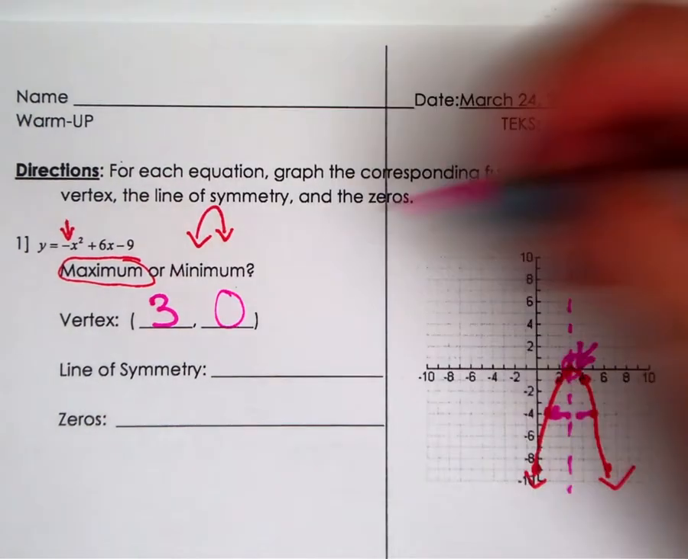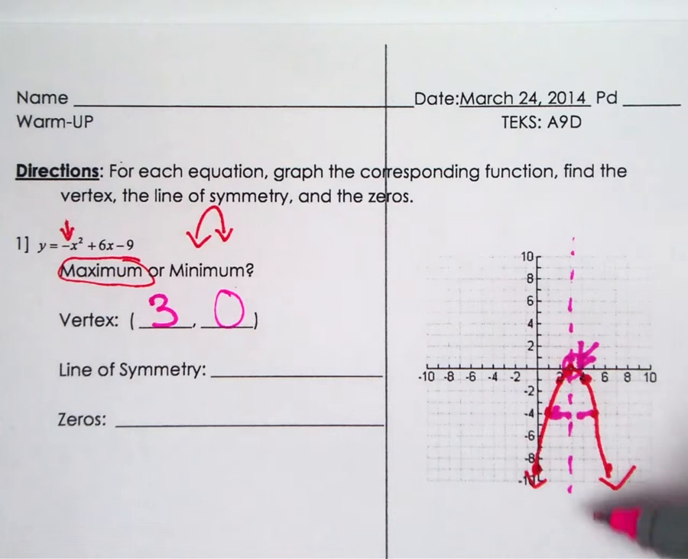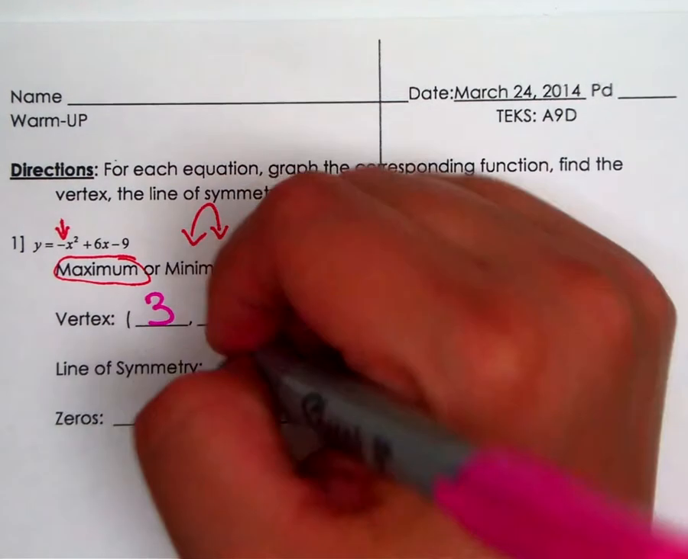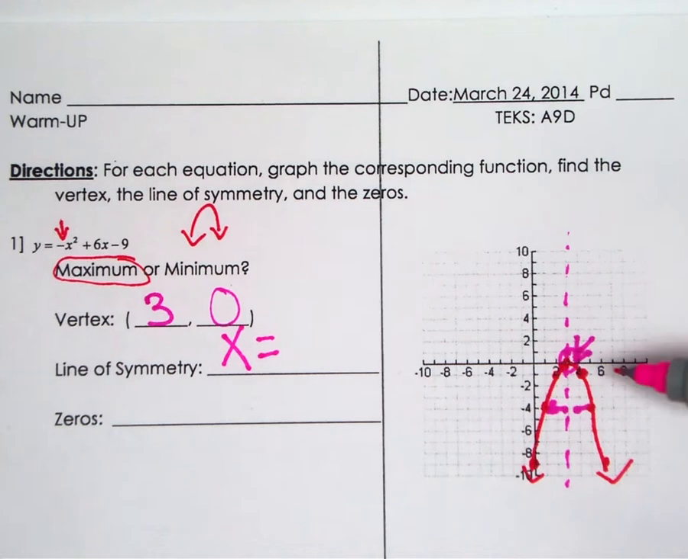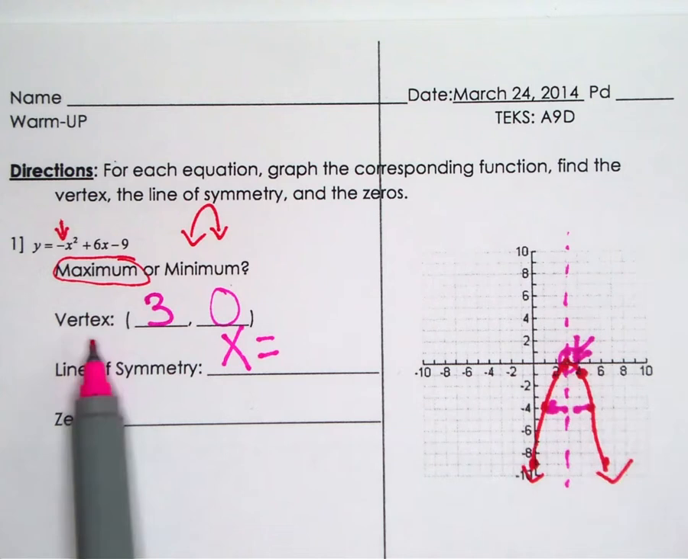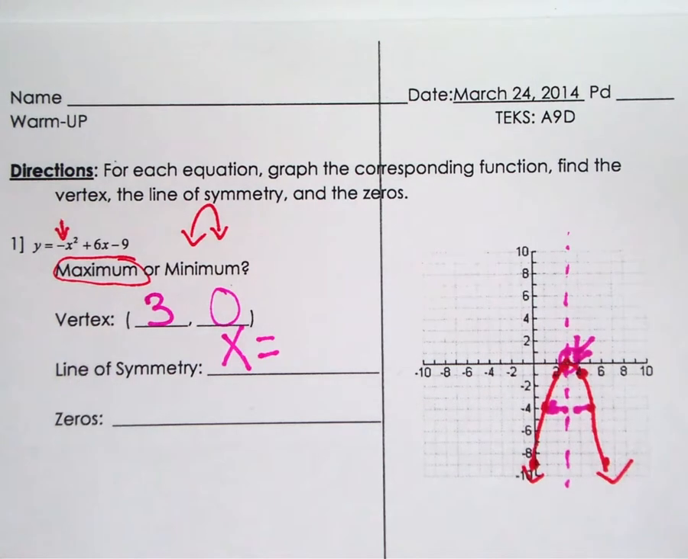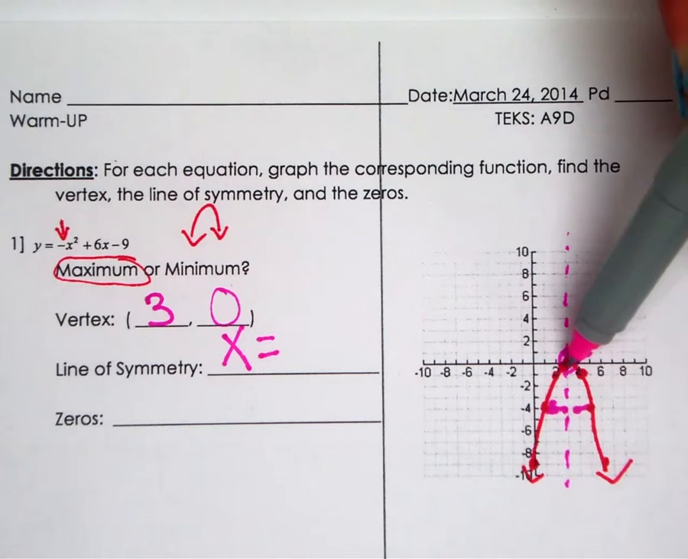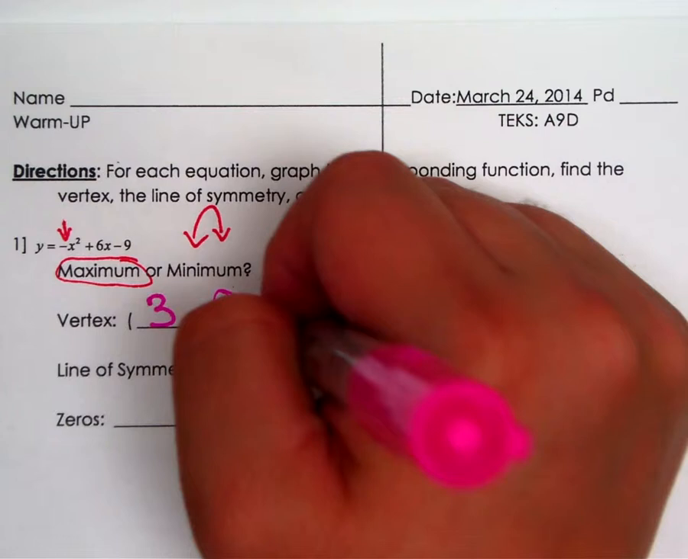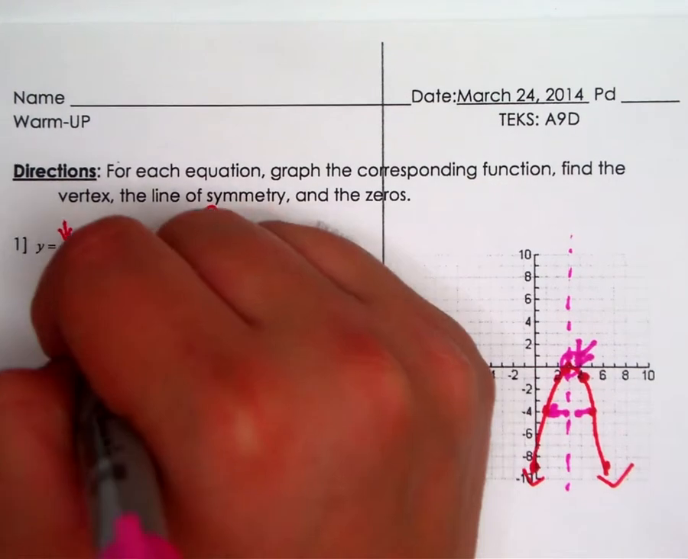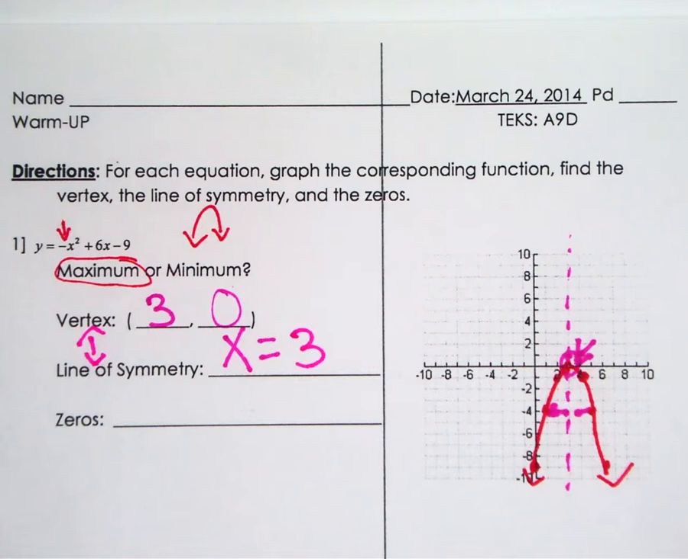So 3, 0. Now your line of symmetry, which is what we were just talking about, always, no matter what, will always be x equals and then some number. Now that number is not just any number, it's a very important number. It pertains to our axis of symmetry and our vertex. They go right together. So you look at the x value, in this case it's 3, and that's what we write. These two go hand in hand. You can't have one without the other.